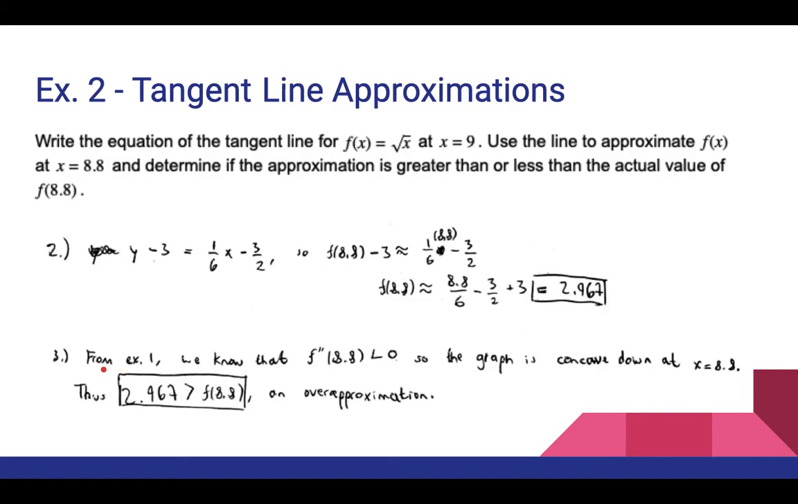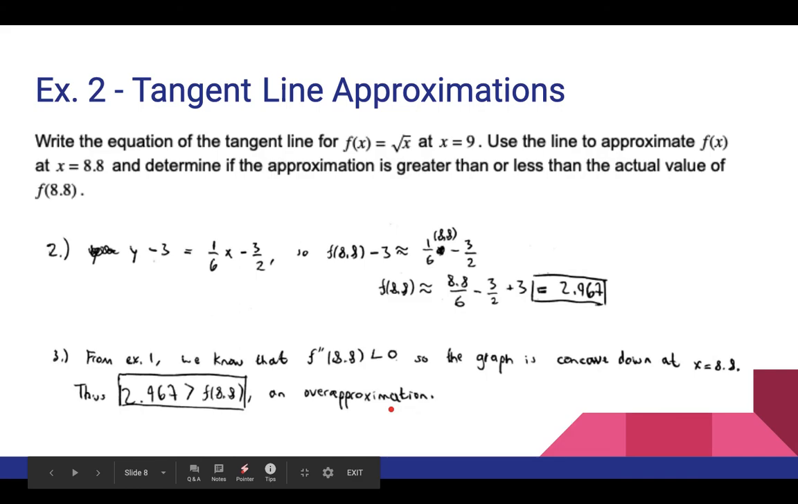From example 1, if we want to determine whether this approximation is greater than or less than the actual value, we know the second derivative is less than 0 at this point, so the graph is concave down at x equals 8.8. As a result, our tangent line lies above the curve at x equals 8.8, and thus the value we've attained is greater than the actual function value at 8.8, an over approximation.